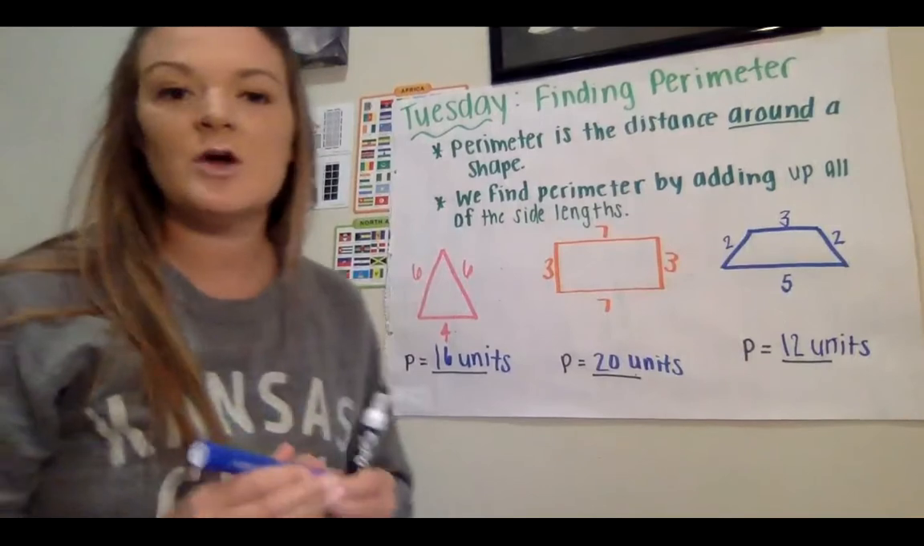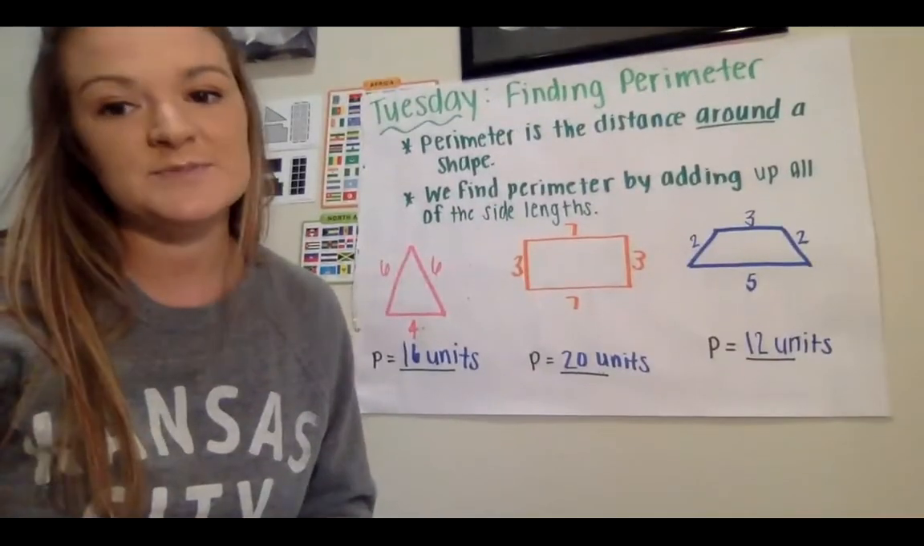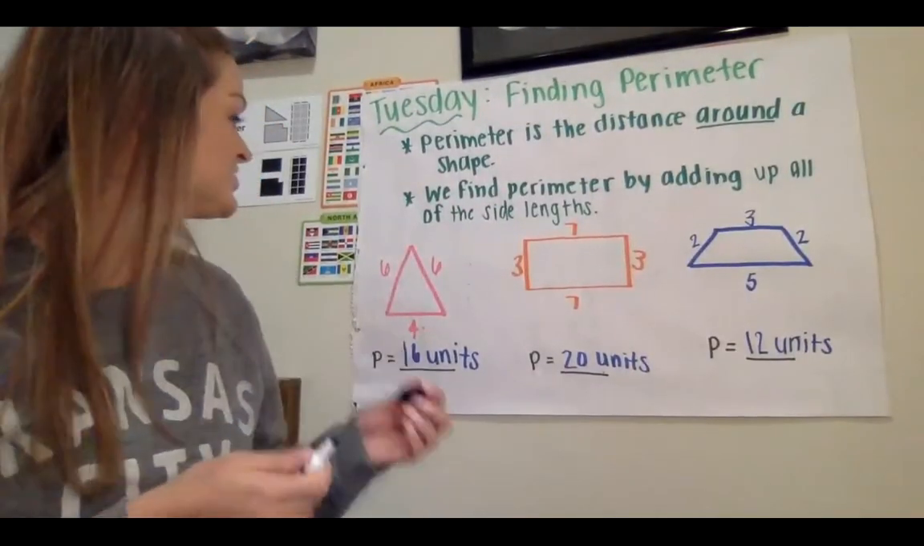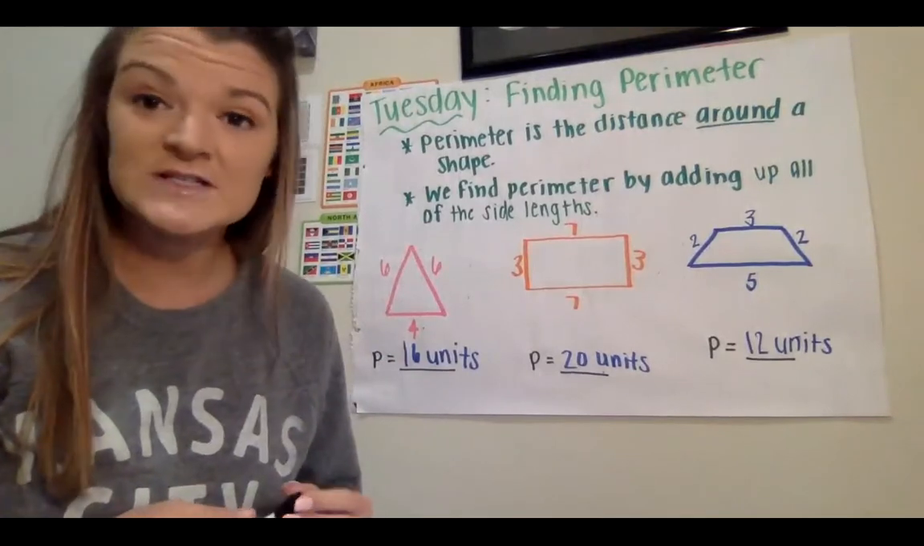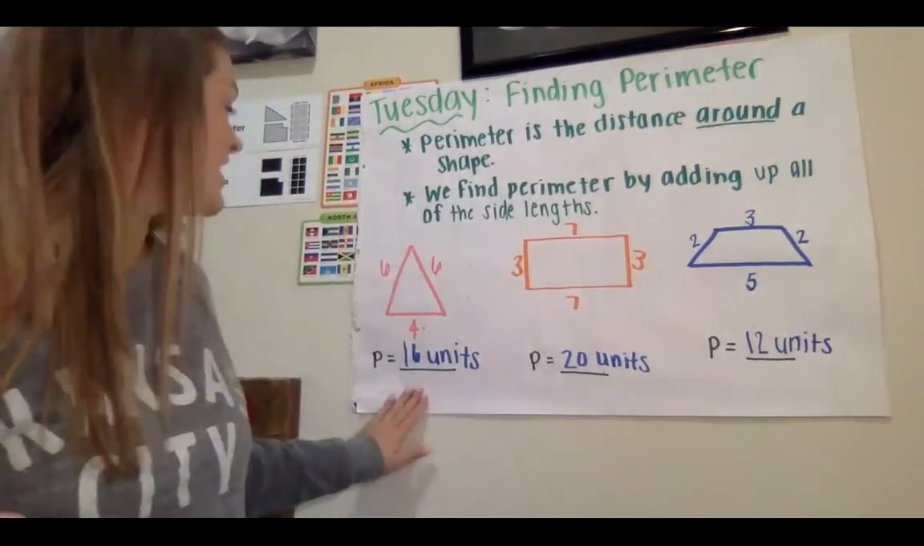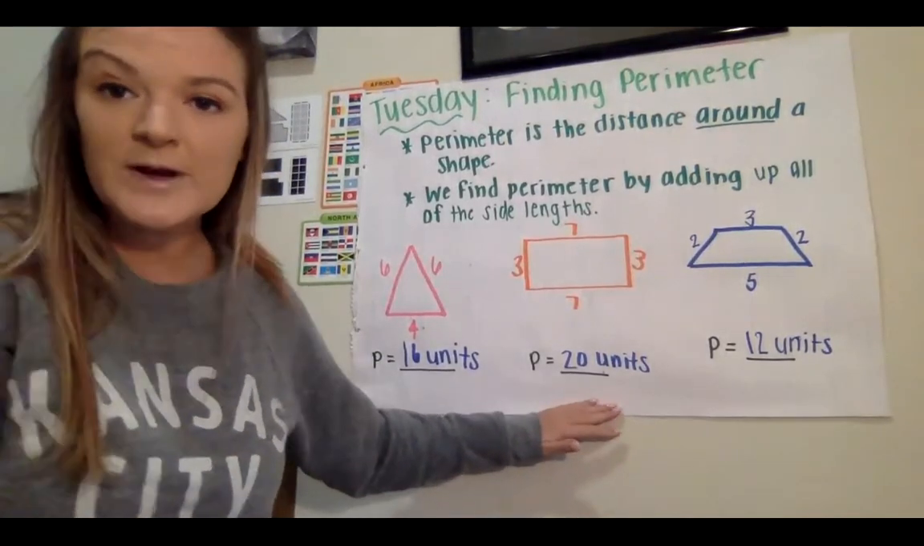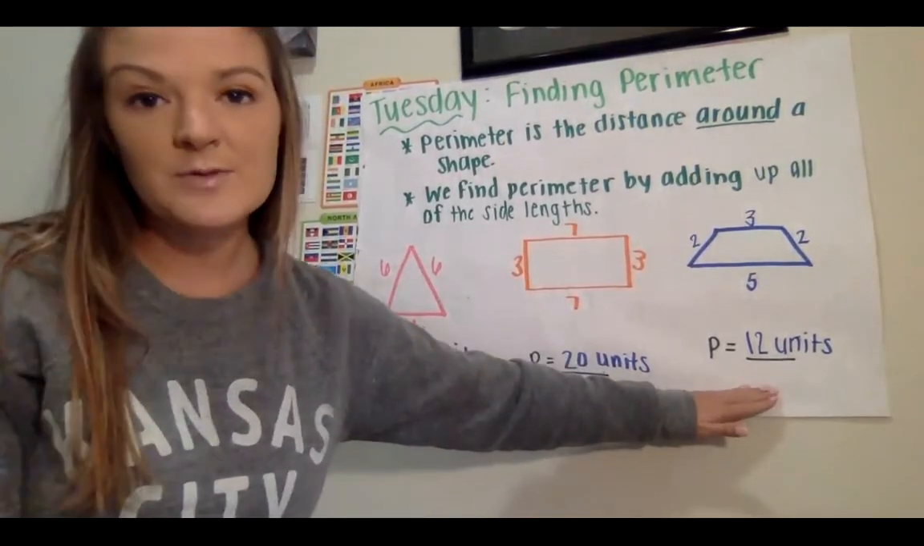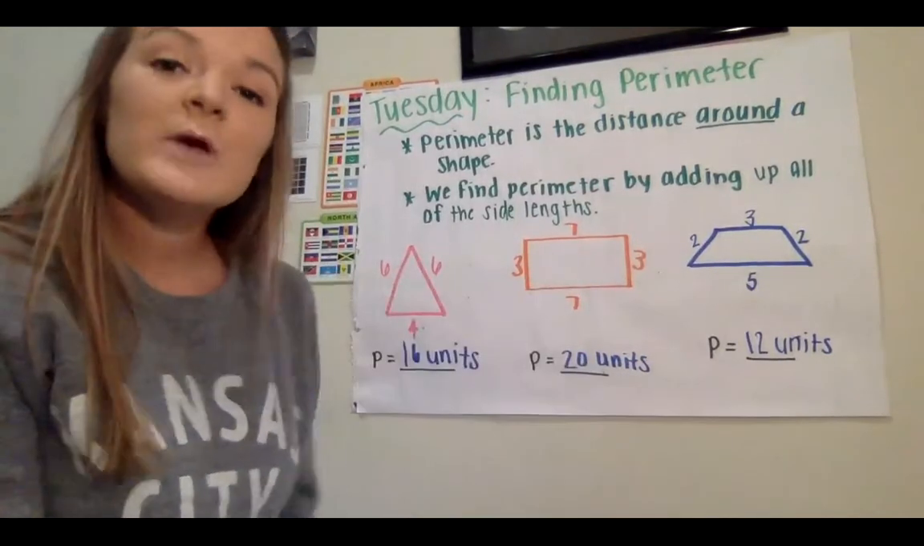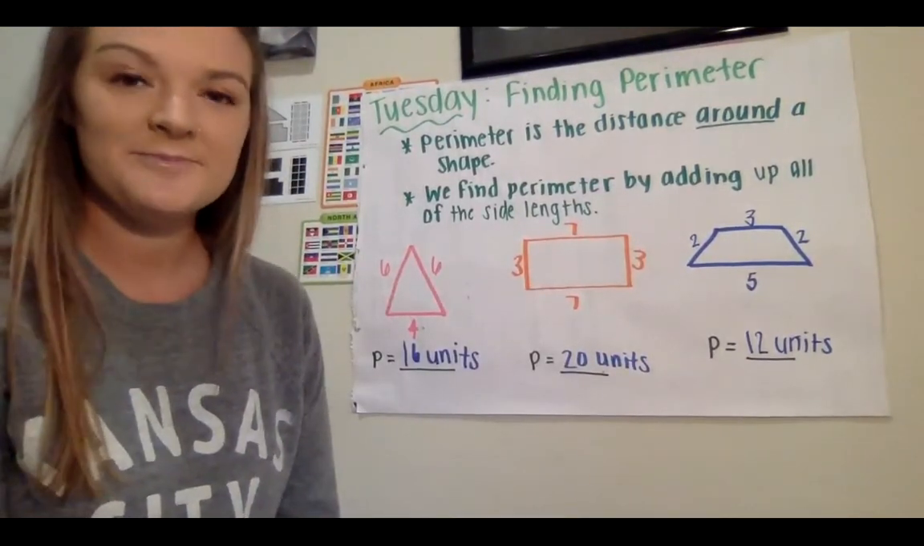Now, what do we notice about our 3 shapes? In other words, which shape has the largest perimeter? I have a triangle with a perimeter of 16 units, a rectangle with a perimeter of 20 units, and a trapezoid with a perimeter of 12 units. So which of my shapes has the largest perimeter?